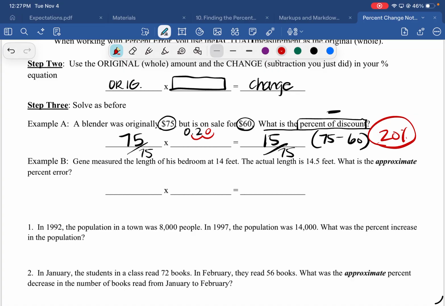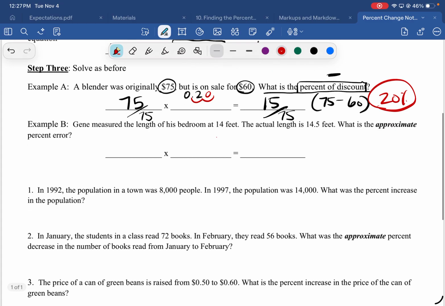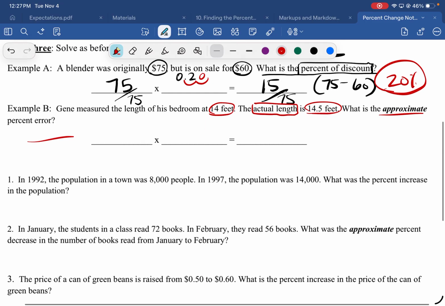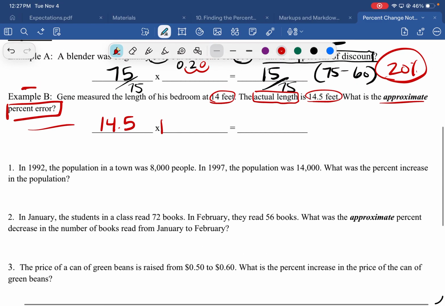Okay. Next one is example B. Gene measured the length of his room at 14 feet. The actual length is 14.5 feet. What is the approximate percent error? Whenever you see percent error, that means you should be subtracting these two amounts, okay? So the actual length is what goes first. That is your original. That goes there. This is going to be blank because, again, for a percent change, your percent is missing.